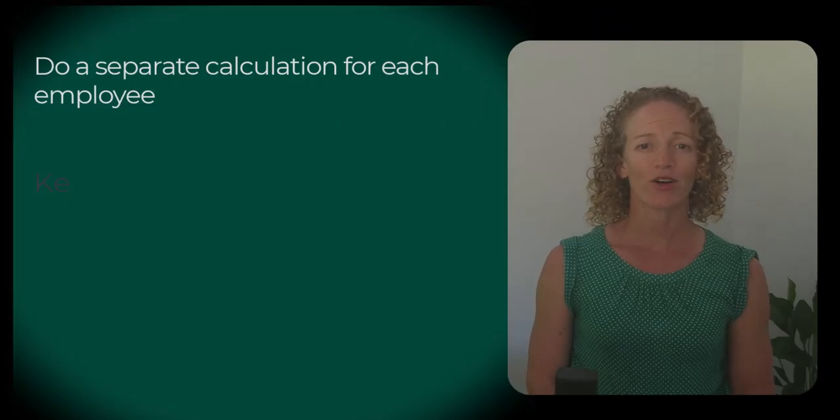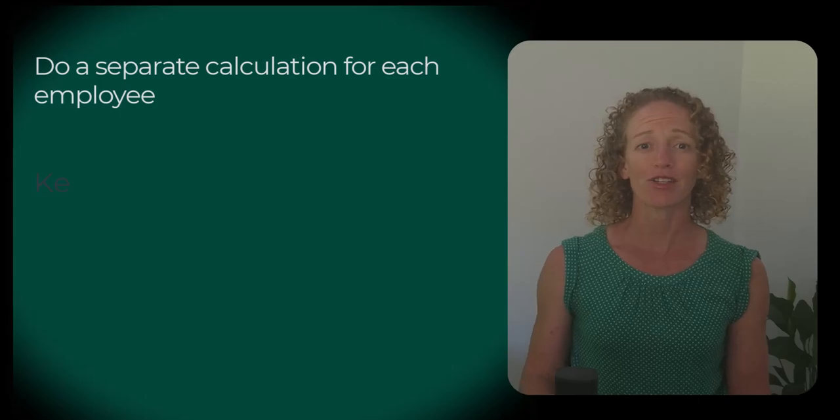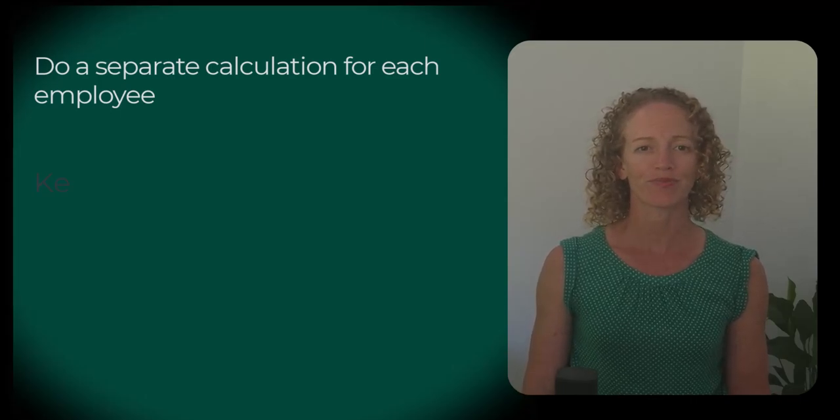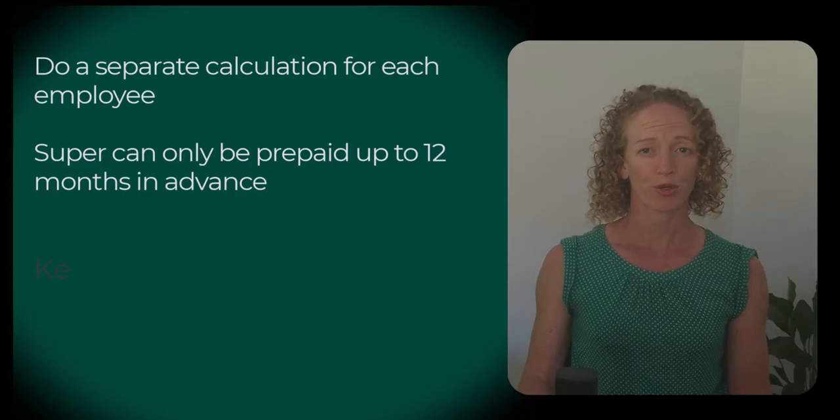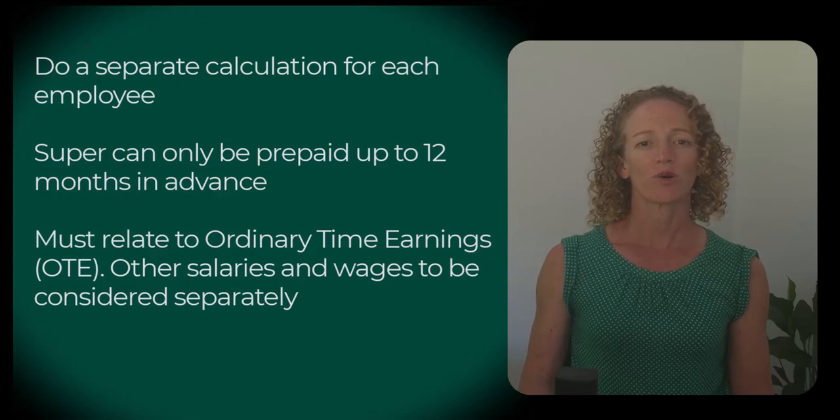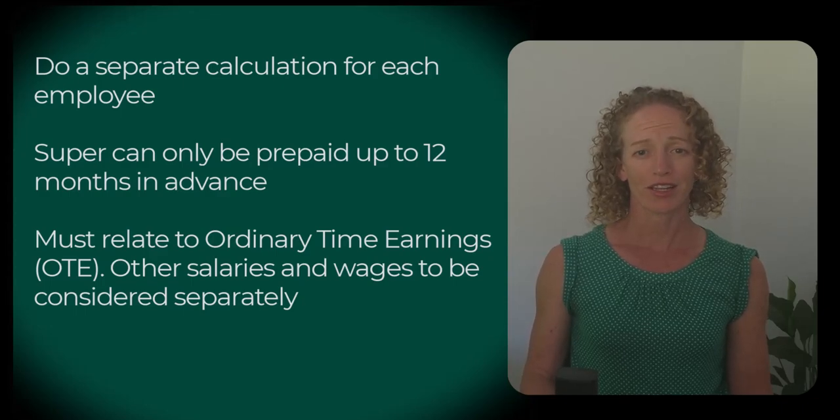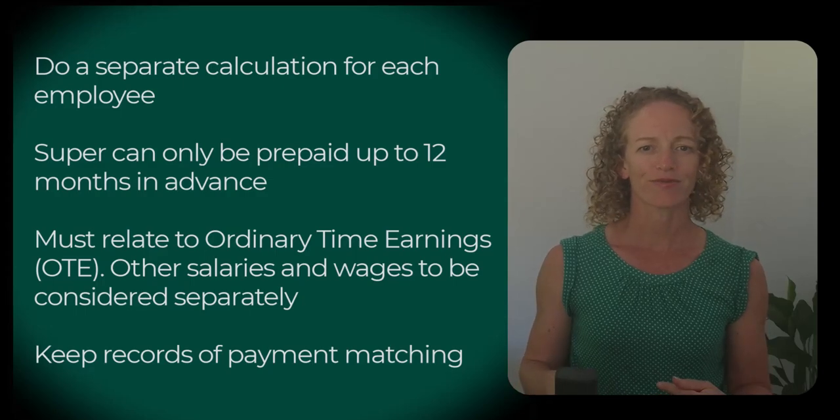So, there are some rules to this. Firstly, it must be reallocated on an employee-by-employee basis. The example I've shown is just 1 employee. You'll need to do separate calculations for each employee that you've made late payments on. Secondly, super can only be applied as a prepayment up to 12 months in advance. In addition, this also applies to ordinary time earnings, not other salaries and wages. The calculations can be different. You'll also need to keep records to show which payments have been matched to which liability.